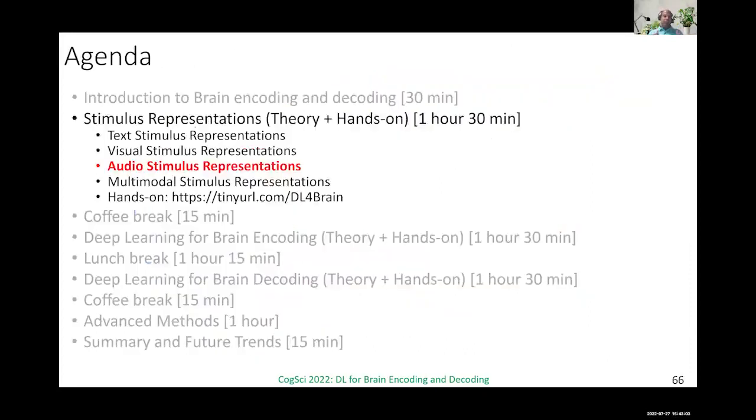Okay, that's about visual stimulus. Any questions? Otherwise, I will quickly move to audio stimulus, multimodal stimulus, and then it's time for our setup for hands-on. Any quick questions?